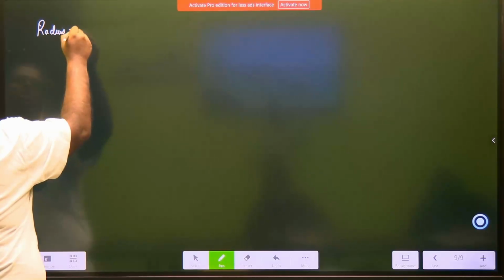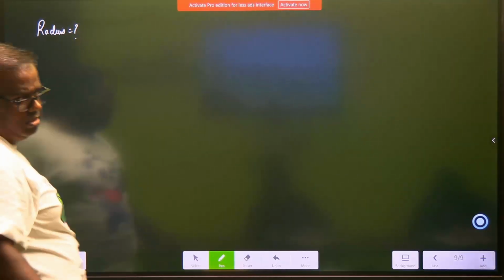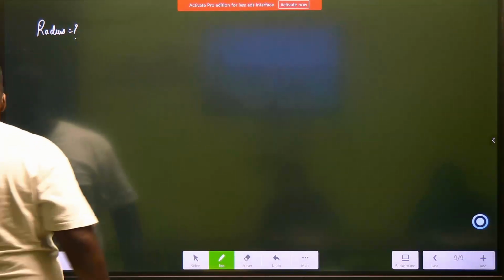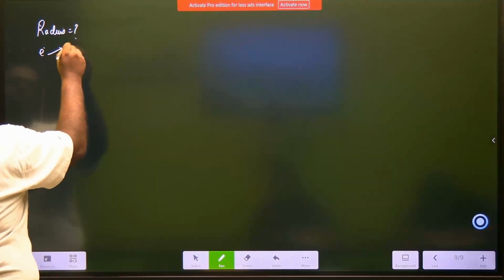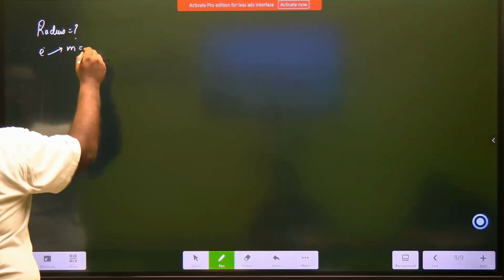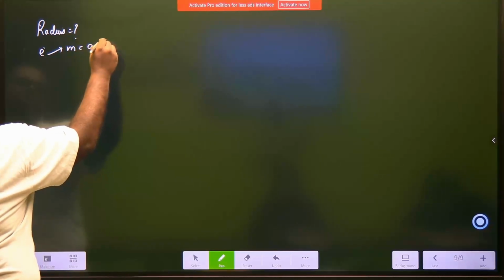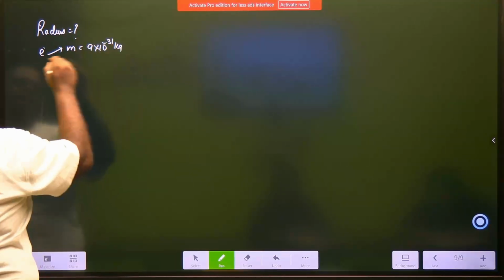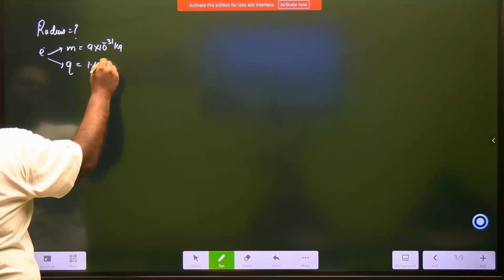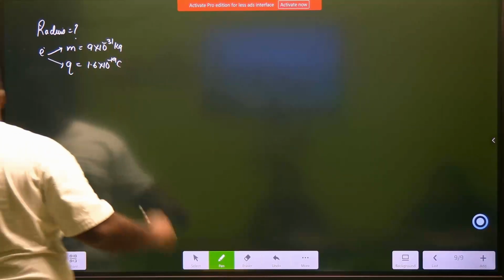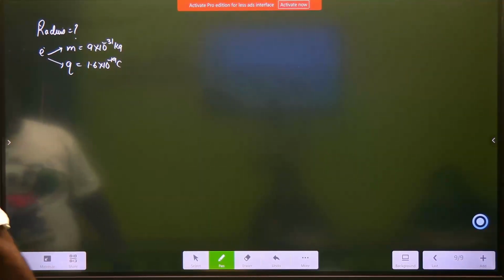Radius unknown. Okay, is an electron a charged particle? Yes, it's a charged particle. And they're saying it's an electron. So if it is an electron, straight away you need the mass of the electron. The mass of the electron is 9 into 10 to the power minus 31 kg. And the charge of the electron is 1.6 into 10 to the power minus 19 coulomb. And you don't write negative and all these things.